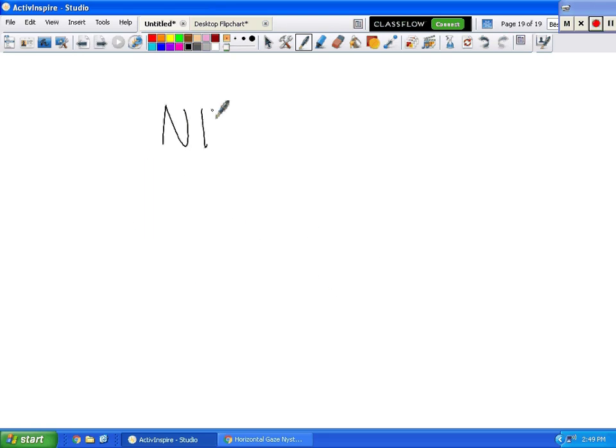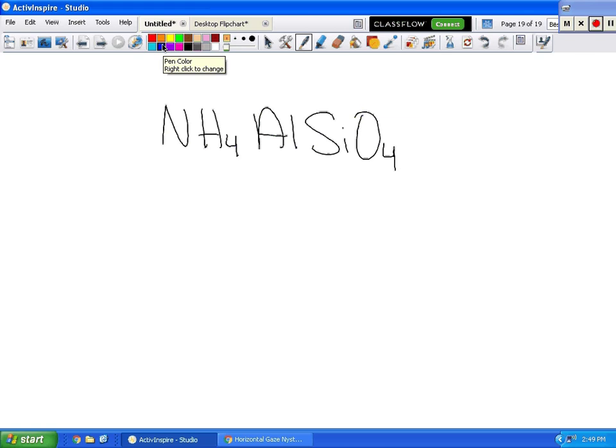NH4AlSiO4. This is one ugly compound. Okay, but if you follow the rules, it'll all make sense. What am I setting it equal to? 0. Nothing's by itself. I see no parentheses.